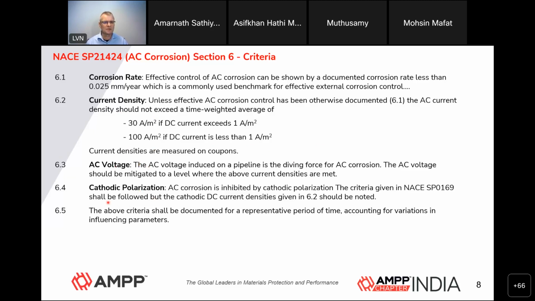There is a note on cathodic polarization. AC corrosion is indeed inhibited by cathodic polarization. So the criteria that we just mentioned before in NACE SP0169 shall be followed, but the cathodic DC current density given here in 6.2 should also be noted. And then there is a tricky one here. Those criteria that I mentioned shall be documented for a representative period of time, accounting for variations in influencing parameters. So that's really up to the user, so far at least, to define what is a representative period.